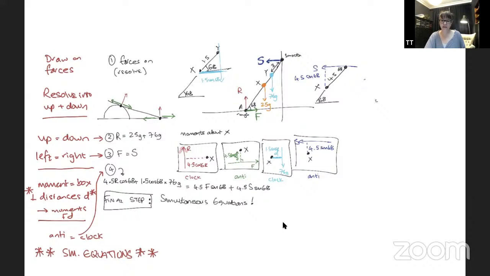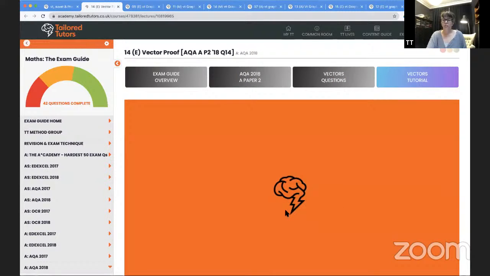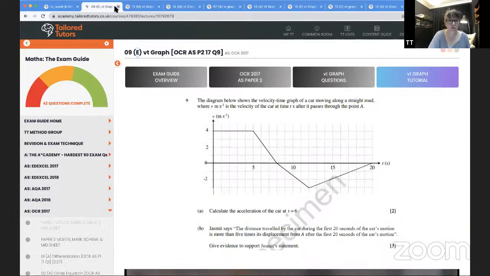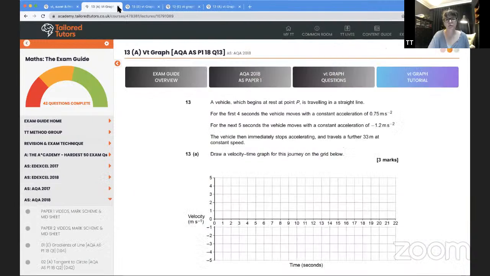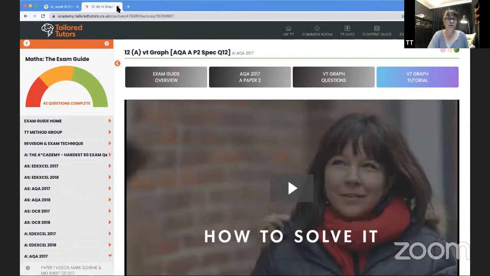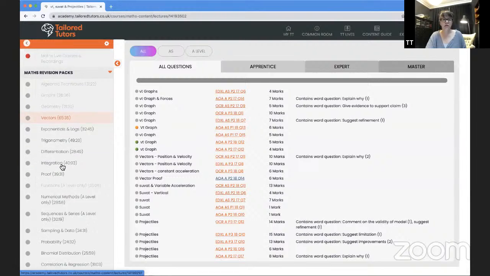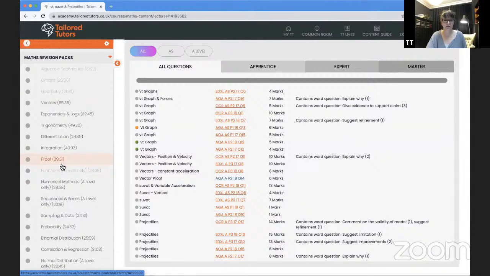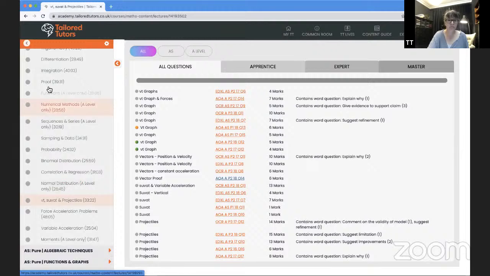Because I'd like you by the end of this session to feel a lot more confident about moments, a lot more confident. Okay, right. So I'm going to go back to the thing that I was talking about at the beginning with the first years about how we revise a particular topic. So up here, I have got all of the VT graph ones that I was setting up for the first years, but we are going to have a look at moments. So we're going to start off going to the revision pack. This is a really good place to start, the revision pack for moments. Where is it? There it is.